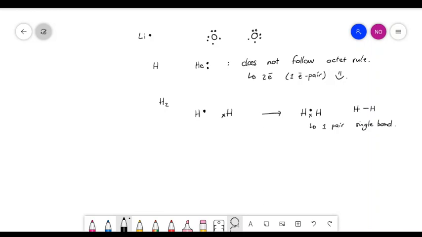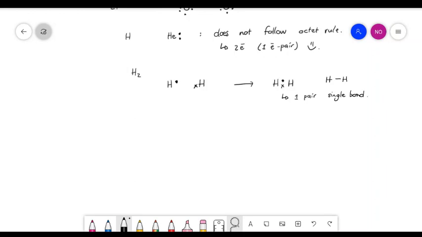Okay, now let's look at fluorine gas. We all know fluorine gas is also diatomic.